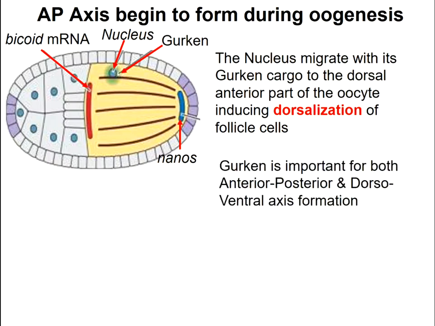So gurken is important to establish an anterior-posterior axis very early during the oocyte development, but also to establish a dorsoventral axis quite early during the development of the egg. Now, in a mature egg, we have the nucleus in a dorsal anterior position. We have bicoid mRNA concentrated in an anterior position and the nanos mRNA concentrated in a posterior position.